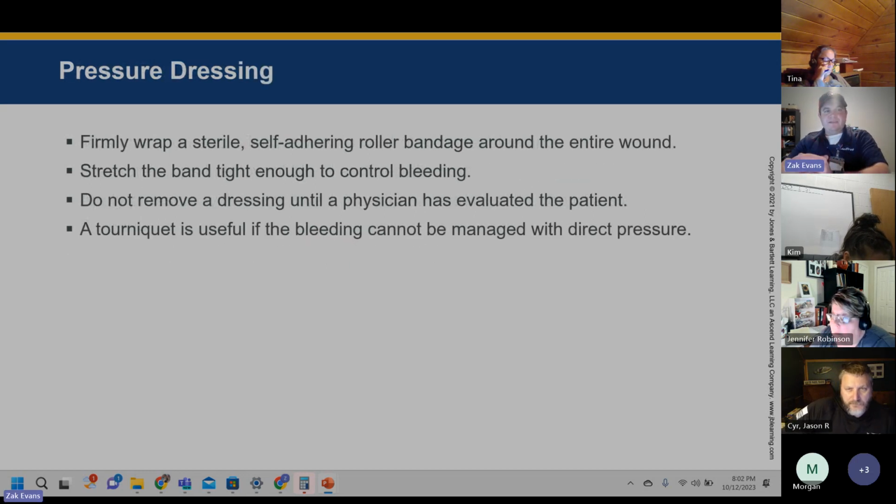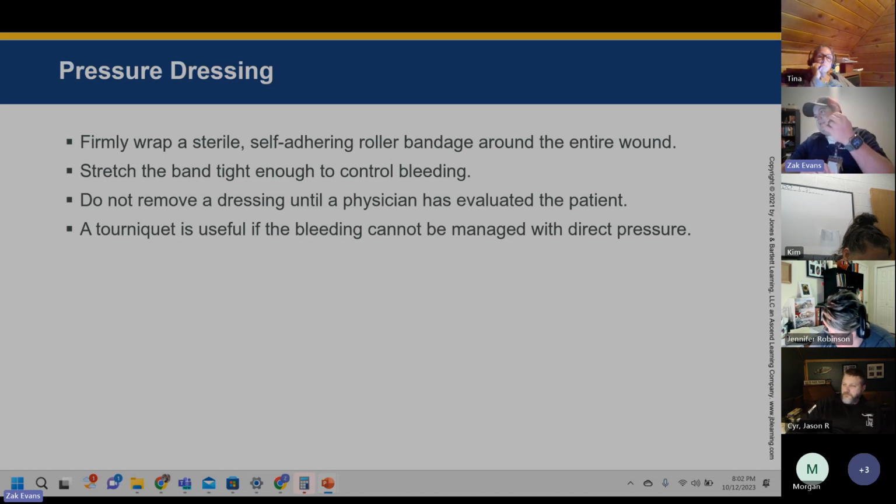For pressure dressings, you're going to firmly wrap a sterile self-adhering roller bandage around the entire wound. You want to stretch the band tight enough to control the bleeding. Do not remove any dressings until a physician has evaluated the patient. A tourniquet is useful if the bleeding cannot be managed with direct pressure.